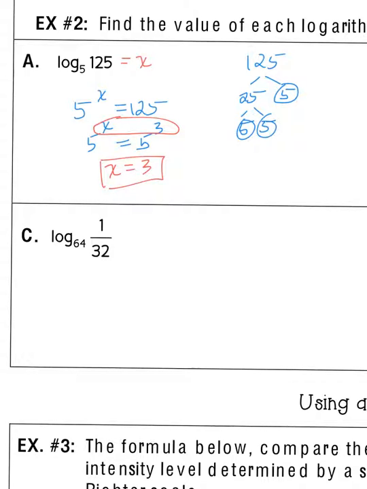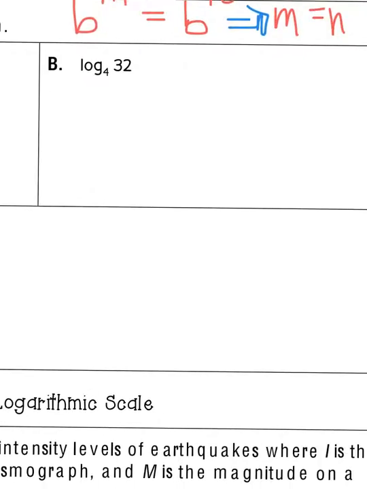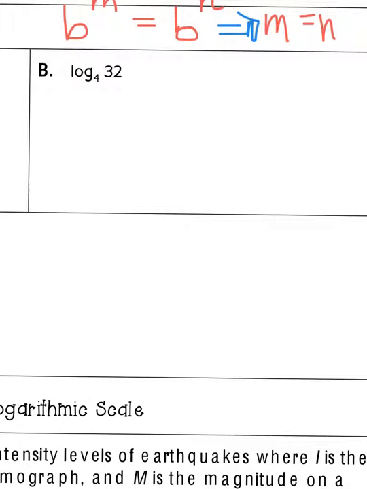So you try B. Do the same thing. Your first job is going to be to actually set this equal to x. Then you're going to convert it to its exponential form, and then you're going to try to get the same base on both sides. So pause the video, you try it, and then check your answer.